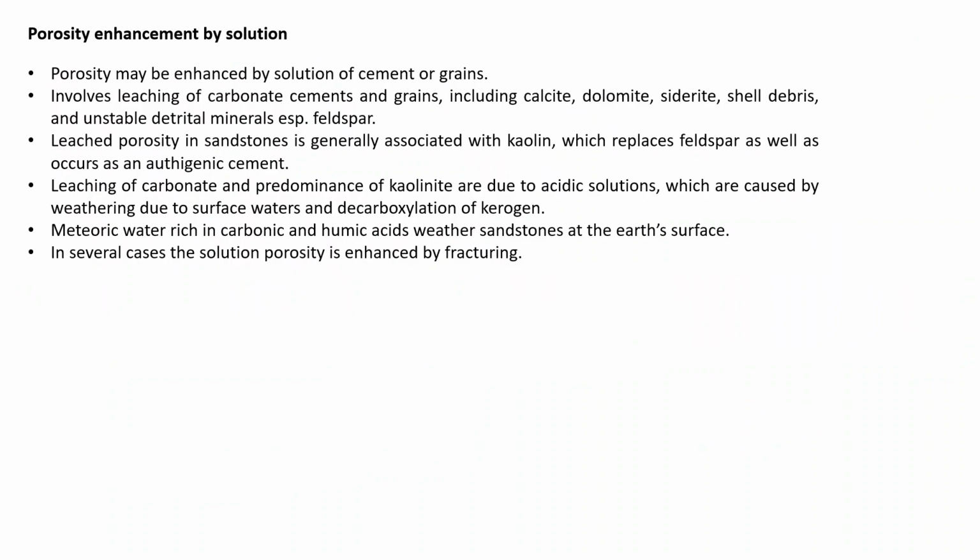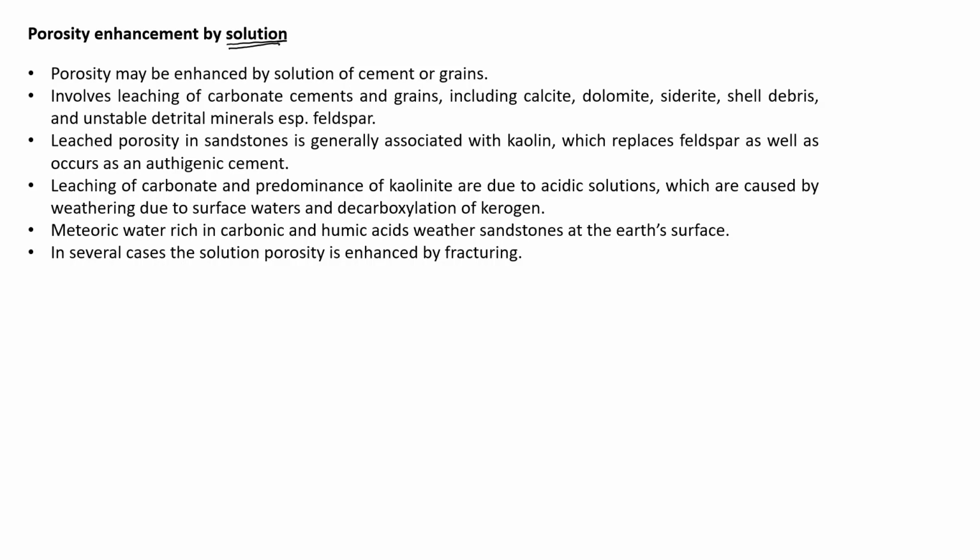Okay, so we saw how cementation reduces porosity and permeability, but there is also another diagenetic process, which is solution. So what does solution do? Solution enhances the porosity. Porosity may be enhanced by the solution of cement or grain. So if, let us say, some carbonate cement has been precipitated in a sandstone, and that carbonate cement gets in contact with acidic waters, these acidic waters will start to corrode or dissolve that carbonate, and then another type of porosity, or secondary porosity, may develop.